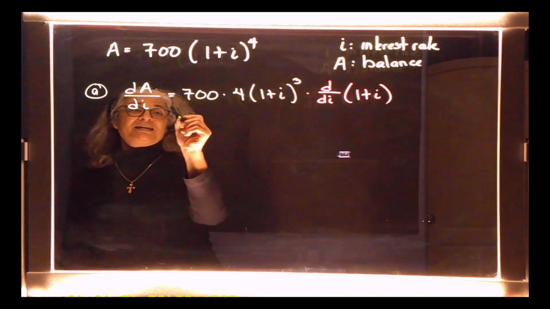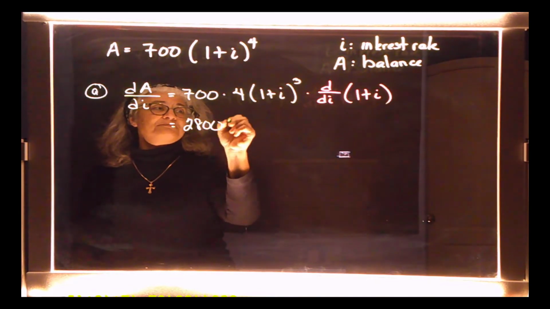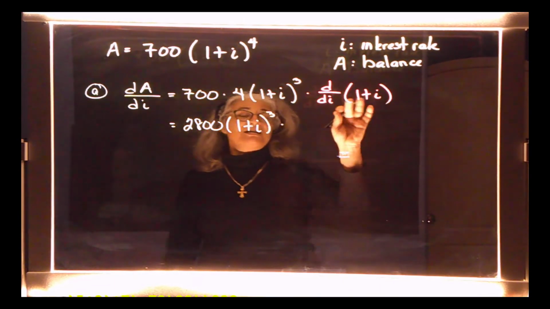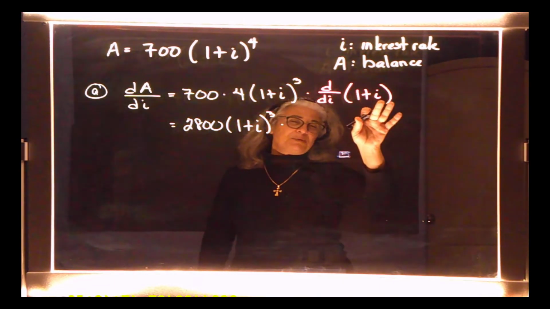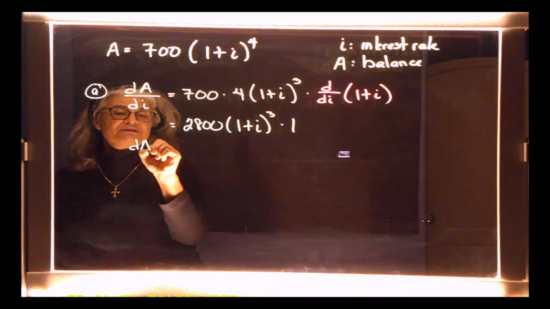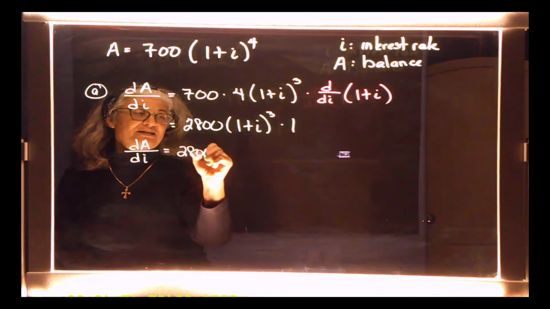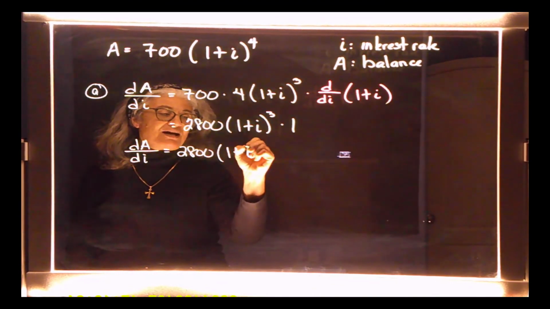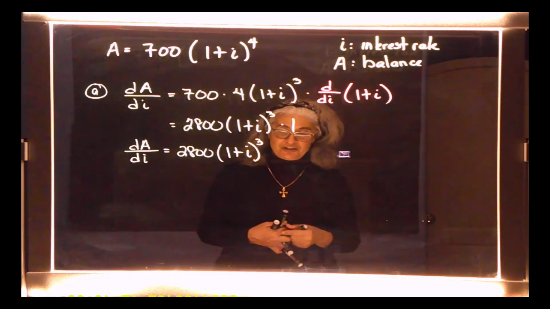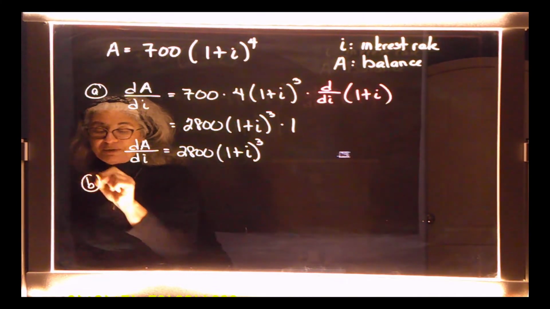Okay, and so this is going to equal, yep, that's 2,800, right? 1 plus I, the whole thing to the power of 3 times, what's the derivative of 1 plus I? Yeah, just 1. So the derivative of A with respect to I is going to be 2800, 1 plus I, the whole thing to the power of 3. Cool? Good. Now, part B, they're like, what's the meaning of part A?